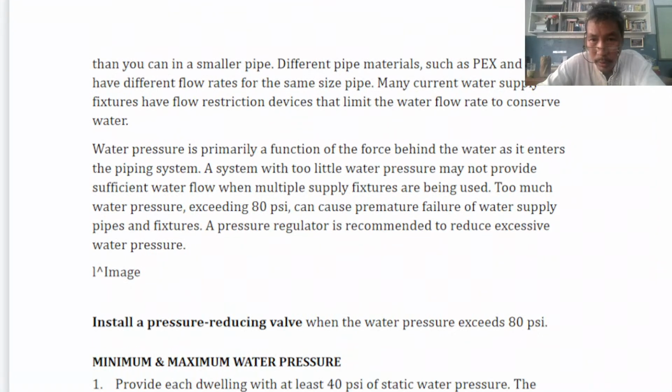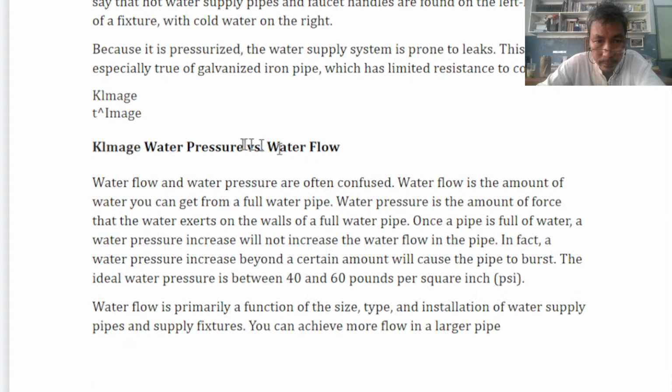Water pressure versus water flow. Water flow and water pressure are often confused with one another. Water flow is the amount of water you can get from a full water pipe. Water pressure is the amount of force that the water exerts on the walls of a full water pipe.